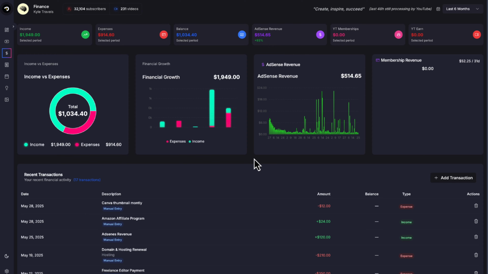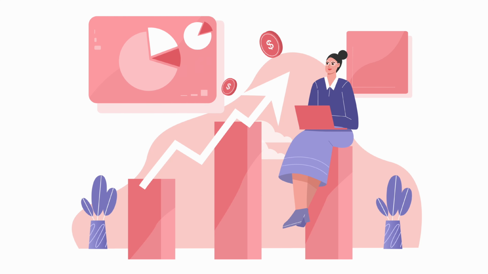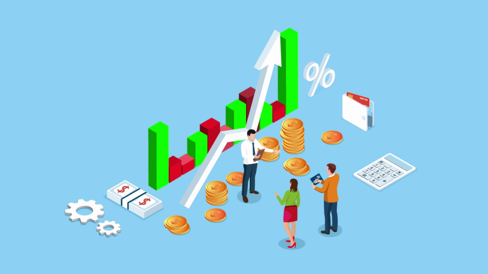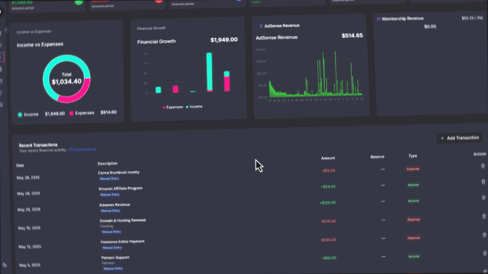Let's take a look at the finance page inside Creator Dash. This is where you finally get the full picture of your revenue. Not just what YouTube pays you through AdSense, but everything tied to your channel. We're talking sponsorship deals, freelance projects, affiliate income, course sales, merch. Whatever you're earning as a creator, you can track it here.